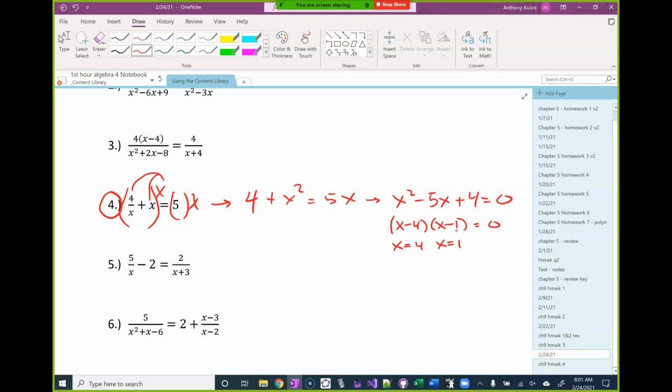And when I go back and check that, neither one of them is going to give me a 0 denominator, right? 4 over 4 and 4 over 1, neither one of those give a 0 denominator. Right. How do you double check it? So you're just going back to the original problem and plugging your answers in to make sure you don't get a 0 in the denominator.